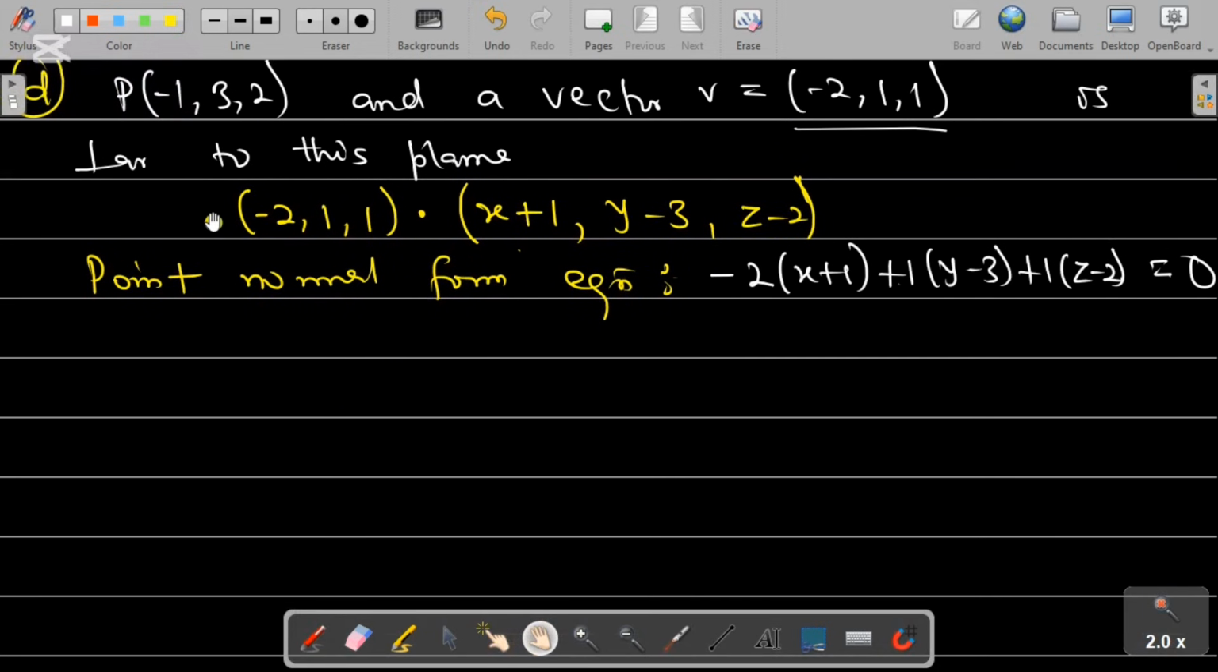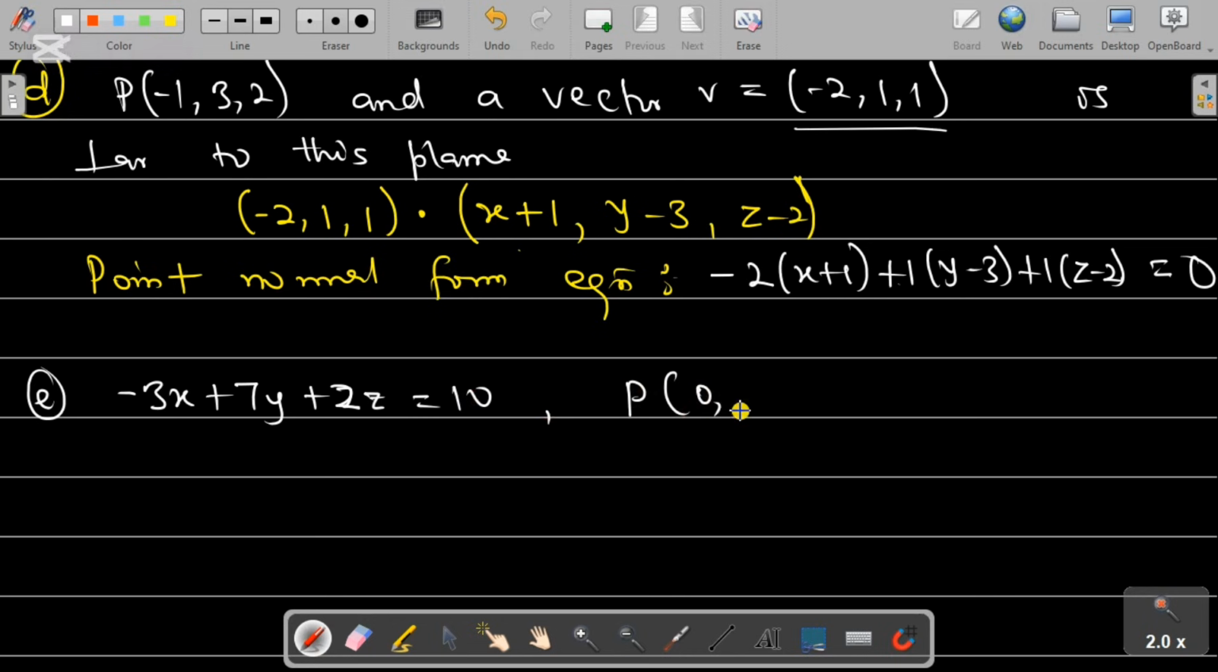Okay, so we go over to the next one, which is 4E. Here we are told that there is a plane, and the plane is -x + 7y + 2z equal to 10. They said it is a plane that passes through the point P, which is (0, 0, 5), and with normal vector, so v is a normal vector and it is (A, B, C).